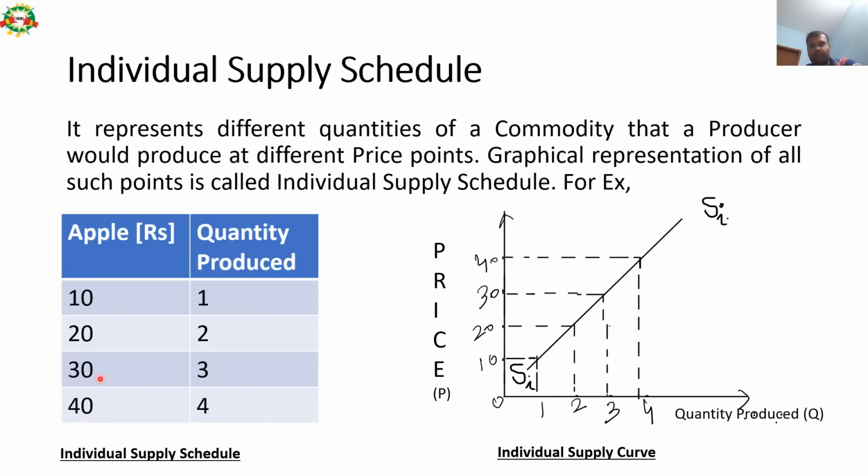And if we draw this on a graph, that gives an individual supply curve. This is the schedule, this is the curve. This is price on the y-axis, and on the x-axis, quantity produced by the supplier. At 10 rupees, the supplier would like to produce one quantity. At 20 rupees, two quantities. At 30 rupees, three quantities. At 40 rupees, four quantities.